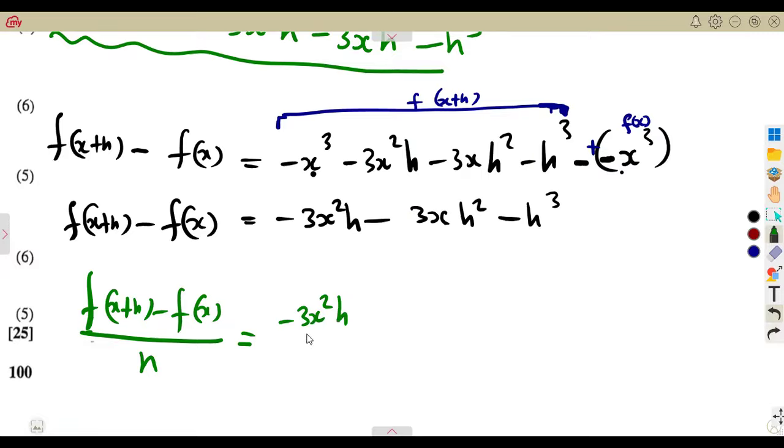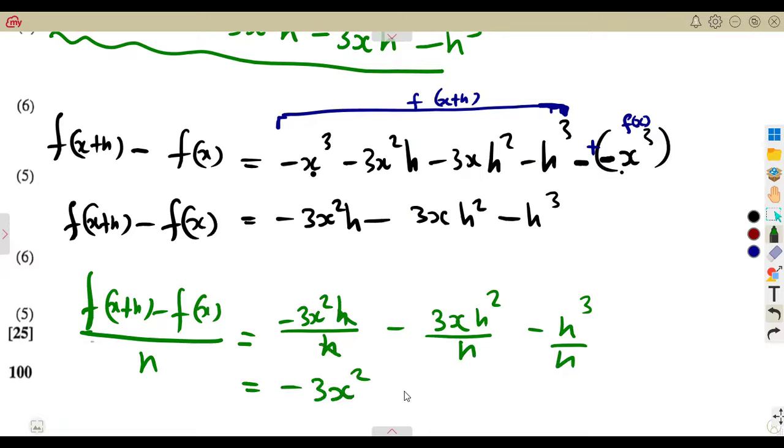Minus 3x squared h over h. Minus 3x h squared over h. Minus h cubed over h. So this is what you're going to have. The h and the h cancels. You're going to have minus 3x squared. Minus this into this, we're going to have minus 3xh. We're going to have 1h remaining.